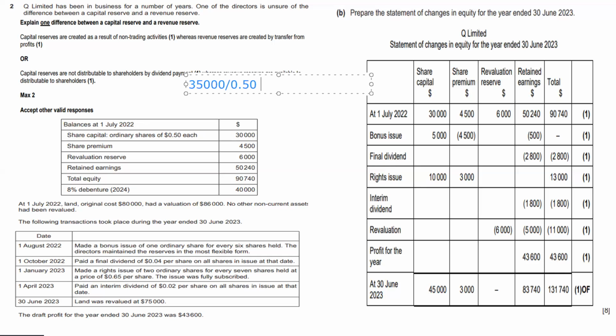Into 0.04. Is it possible to give final dividend on all the shares? Because final dividend you always give for the last year. But here, because they have told us that you give on all the shares, you will give on all the shares. Am I clear? Okay. So it comes up to how much? 2,800. So 2,800 will be the dividend.